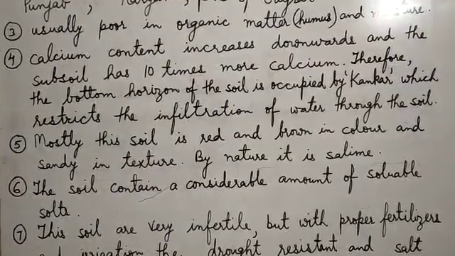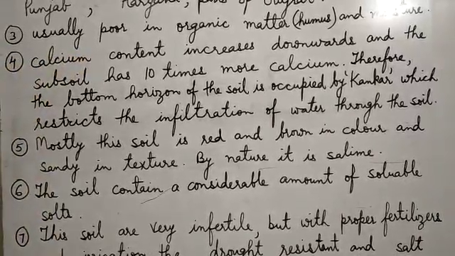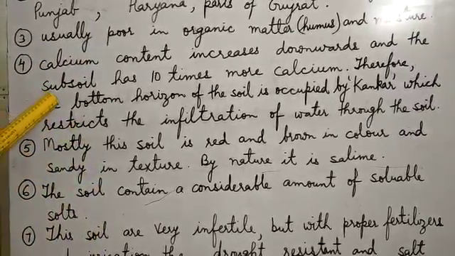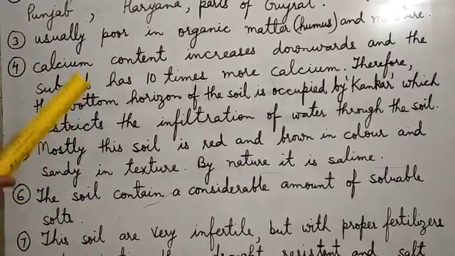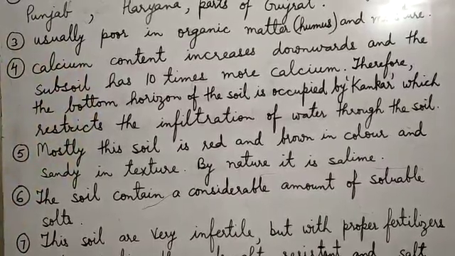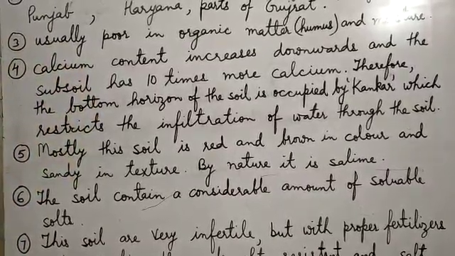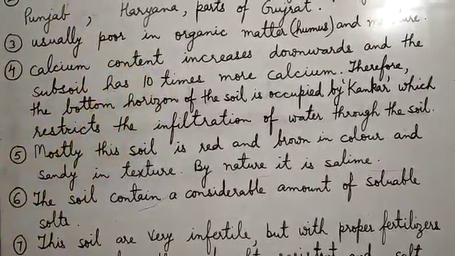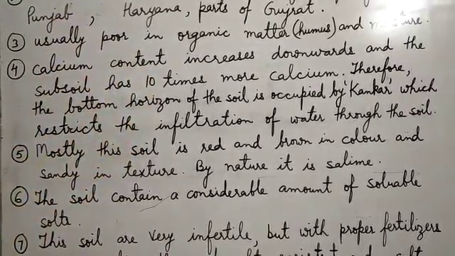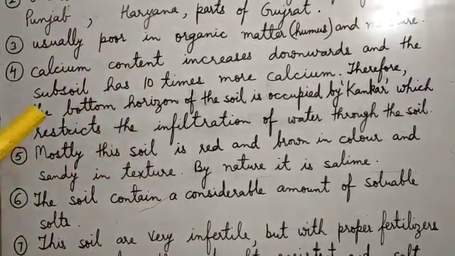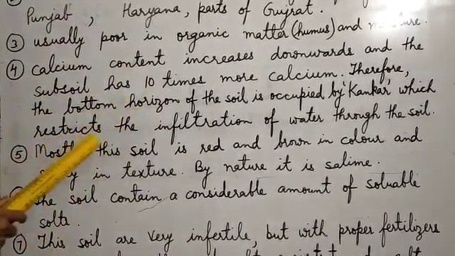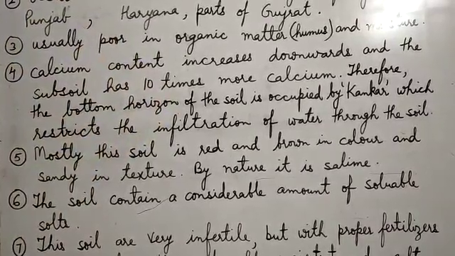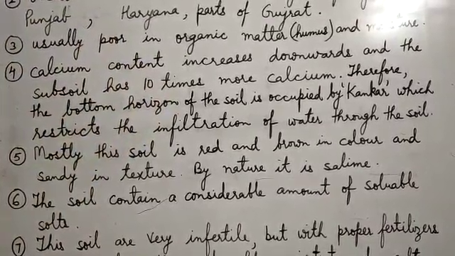Now in this soil, the calcium content increases as we go deeper downwards, and the next layer of soil, that is the subsoil, has 10 times more calcium than the topsoil. Therefore the bottom horizon of the soil is mainly occupied by kankar. Due to the presence of kankar in the lower horizons, this restricts the infiltration of water through the soil.